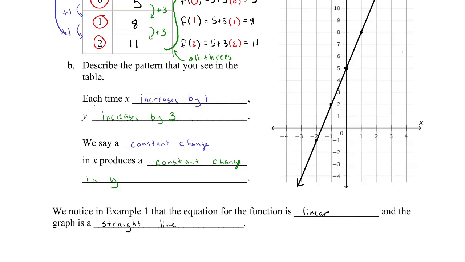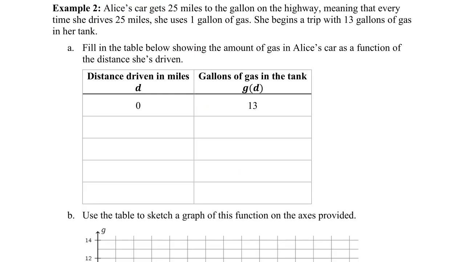And what we're going to do now is to associate that function type, a linear expression for the function, and that graph, a straight line, with that pattern that we see in the table. Here's an example that's associated with a story. Alice's car gets 25 miles to the gallon on the highway, meaning that every time she drives 25 miles, she uses 1 gallon of gas. She begins a trip with 13 gallons of gas in her tank.